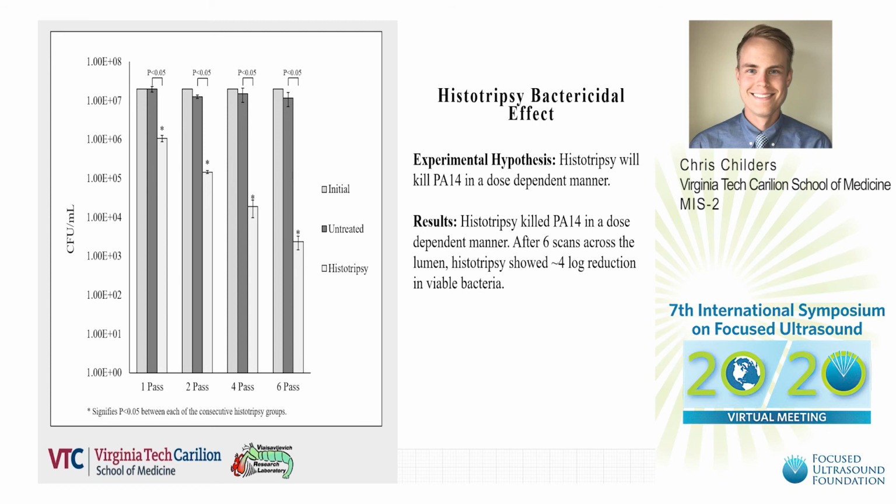After 6 scans across the lumen, histotripsy showed an approximate 4-log reduction in viable bacteria. In this graph, you'll note that initial is the number of colony-forming units per milliliter after bacterial culture, untreated is the number of bacteria in control catheters, and histotripsy is the number of colony-forming units per milliliter after histotripsy treatment.